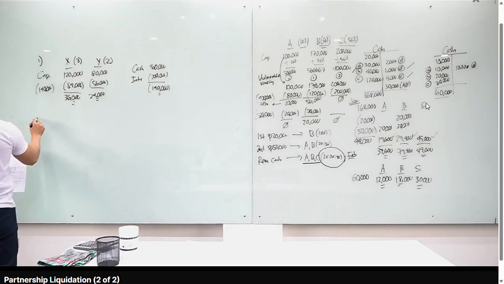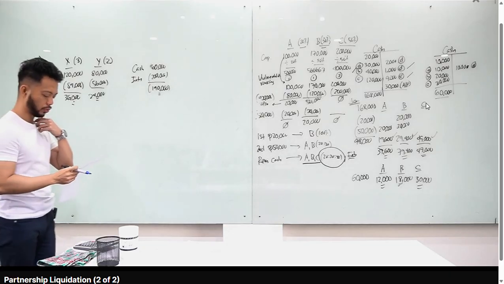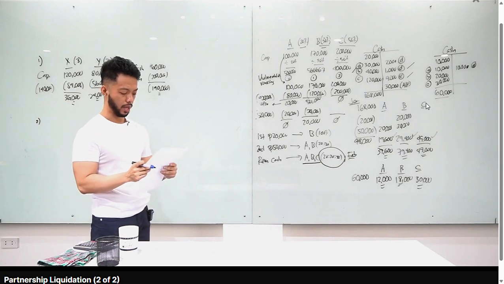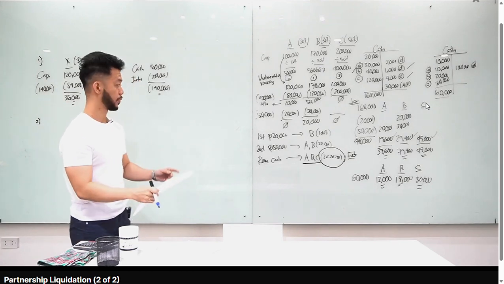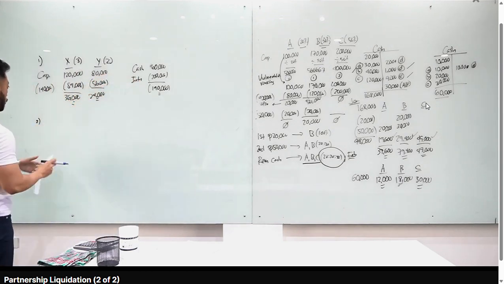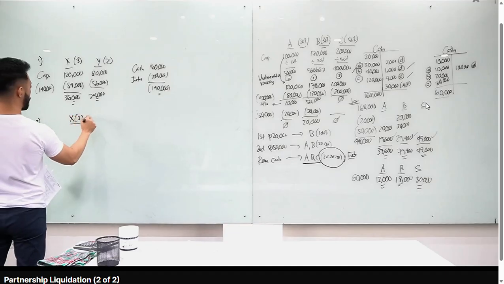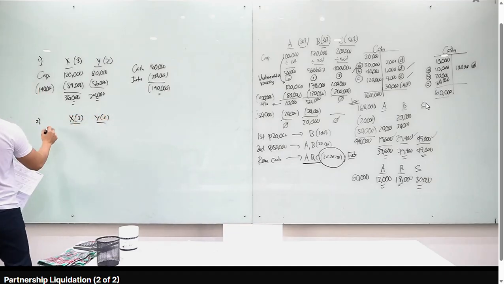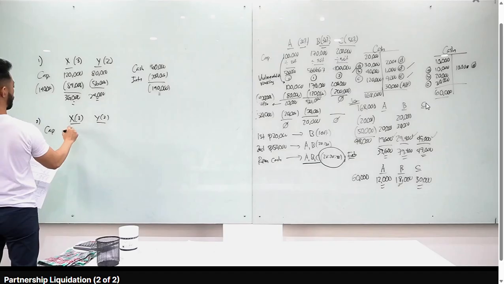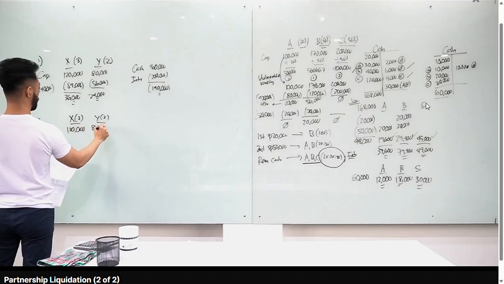Question number 2. Assume instead that the remaining inventory was sold for 10 in the second month. What payments will be made to X and Y? Take note, second month to ha. Ito first month, okay? Ito second month. So, ang gagawin ko dyan, kung second month na yan, kailangan malaman ko ano yung updated capital balances. Okay? So, yung 120, lalagay ko dyan. 80,000 lalagay ko dyan. Okay?